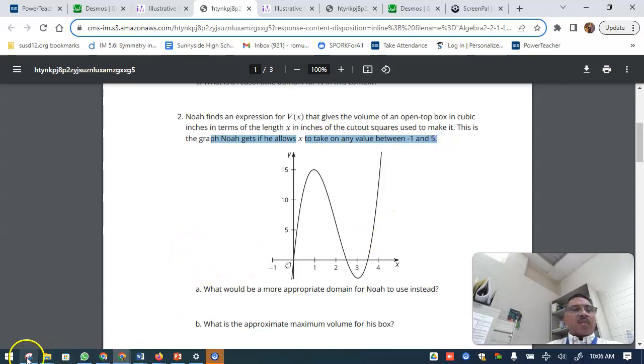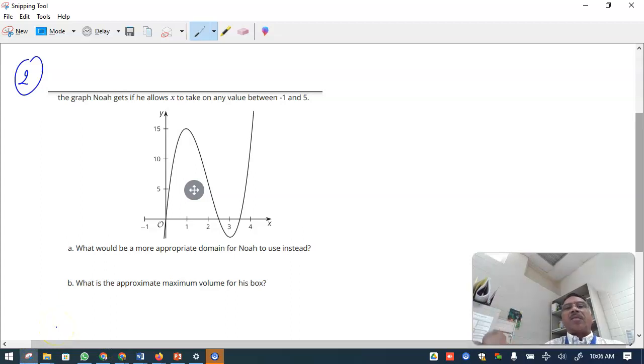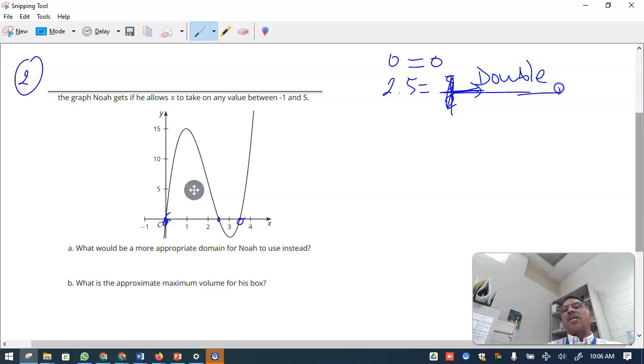Now, what does this basically mean? Just watch this. This is 0, this is 2.5, and this is 3.5. Now 0 and 2.5 are the zeros, or x-intercepts, where 2.5 is 5/2. If you double this 2.5, it becomes 5, and 3.5, which is the other zero, if you double it, becomes 7.